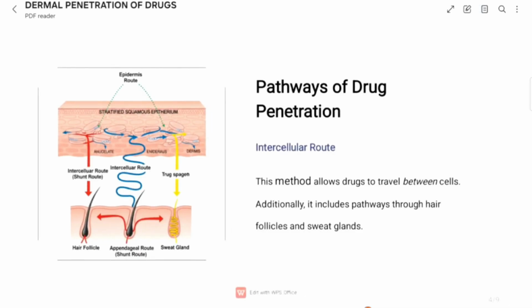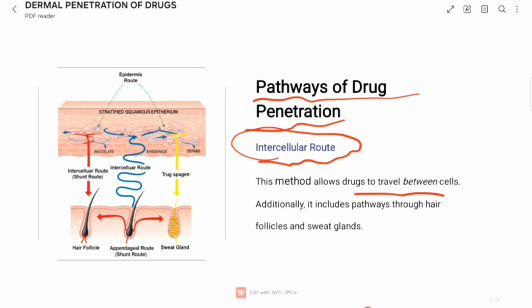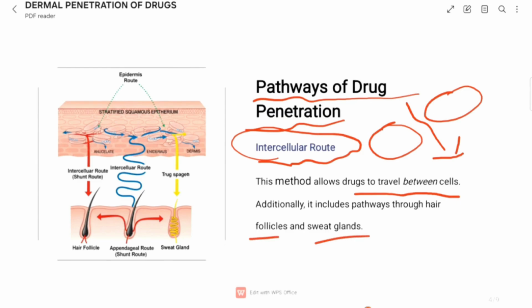Now the pathways of drug penetration. The first one is the intercellular route, which means this method allows the drugs to travel between the cells. So the drug is going to travel between the cells. It includes the pathways through hair follicles and sweat glands. So it includes hair follicles and sweat glands.